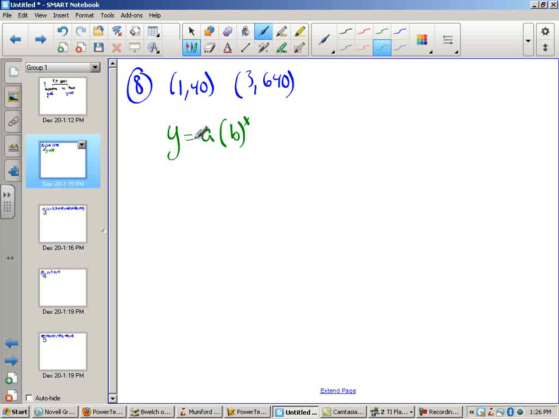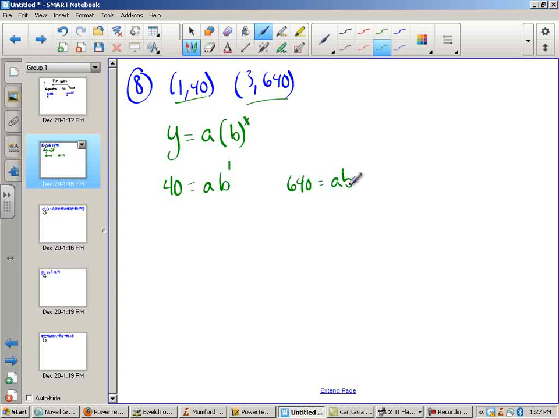On number 8, it asks us to find the exponential function that best fits these two numeric sets of data. So what I need to do is plug this in as my x and this is my y. I'm going to do the substitution twice, once with the 1 and 40 and once with the 3 and 640. So I'm going to say 40 equals a, b to the first. And I'm going to say 640 equals a, b to the third.